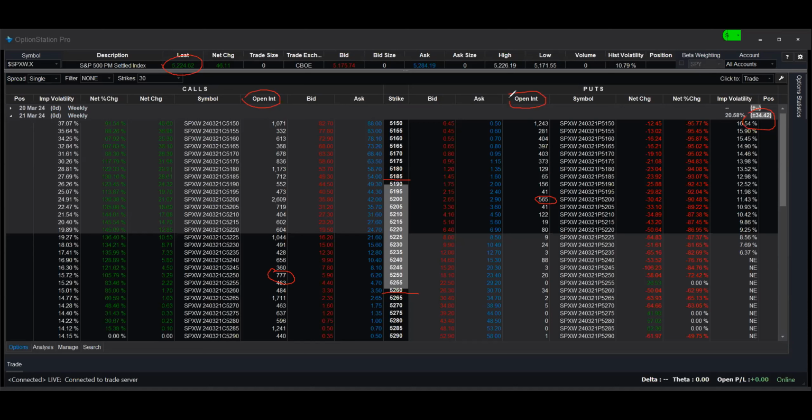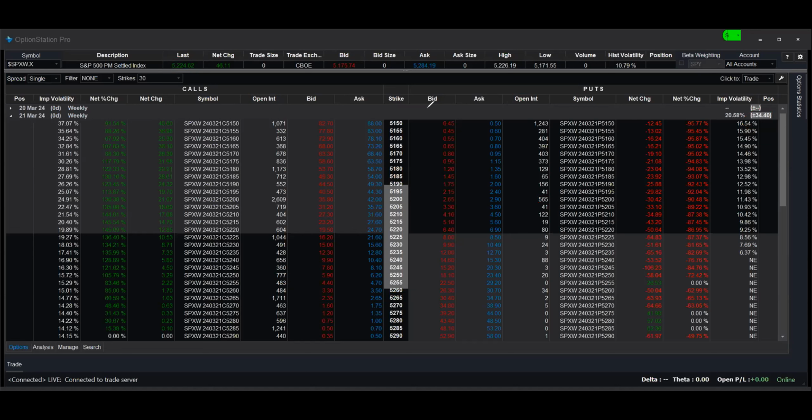Okay, so when I'm setting up my radar screen, when I'm monitoring my options, tomorrow I'll be monitoring the 5200 puts, and I'll be monitoring the 5250 calls. Does that make sense? All right, good.